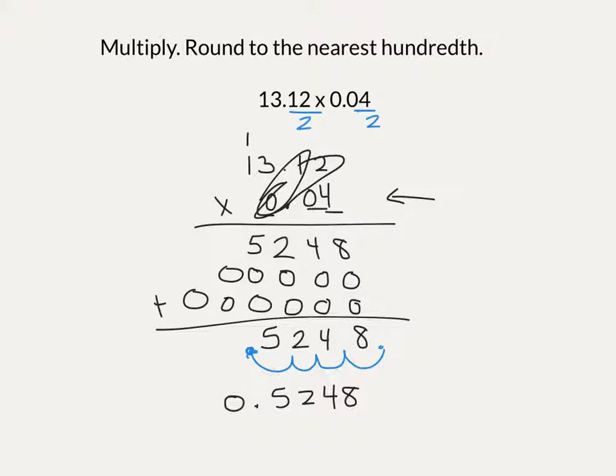0.5248. Now we want to round to the nearest hundredth. The 2 is in the hundredth spot, so we'll look at the value next to it, which is a 4. 4 is less than 5, so we'll keep the 2 as is. So our rounded value is 0.52.